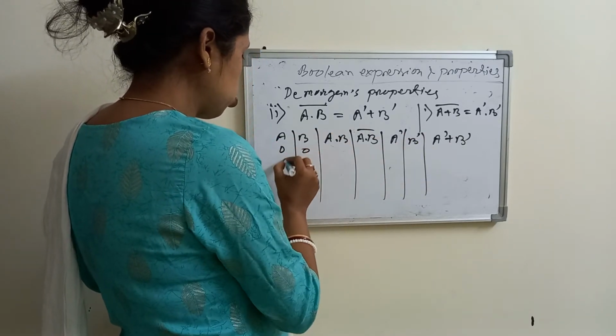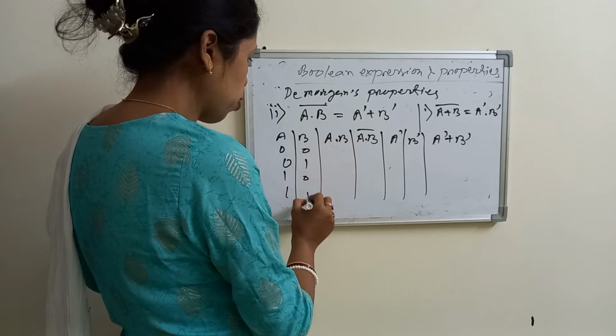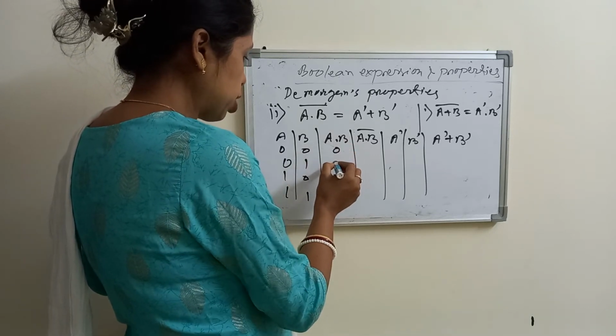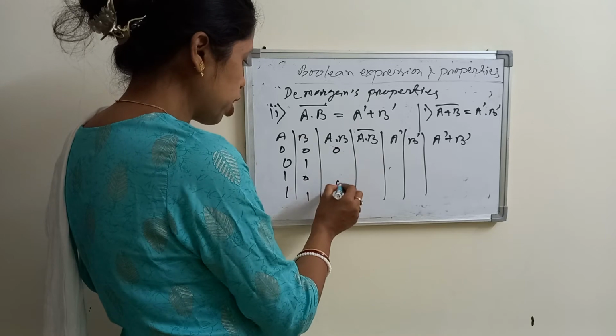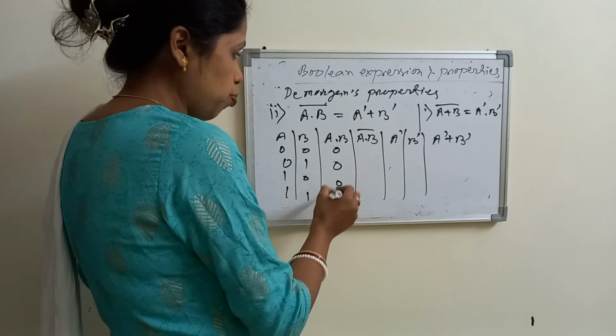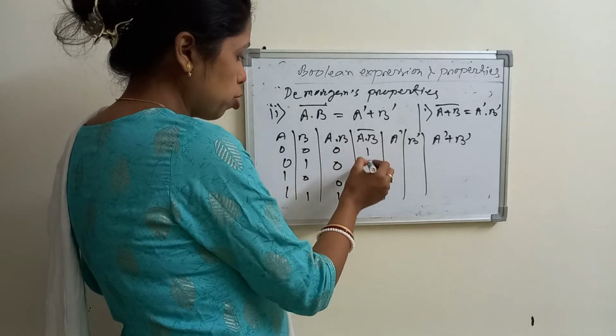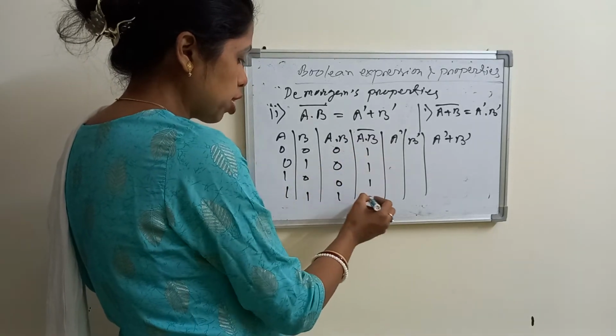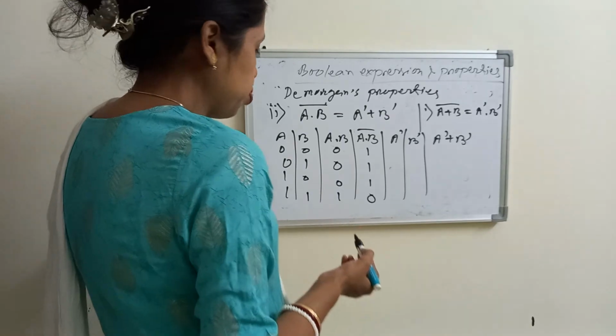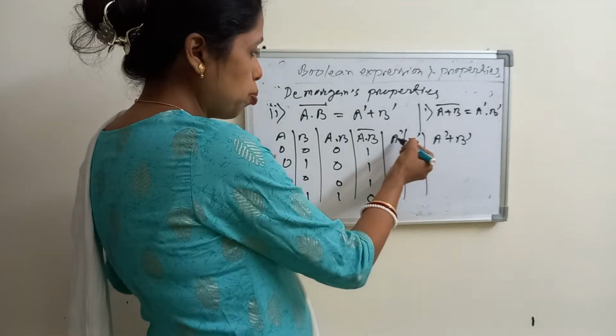So here: 0, 0, 0, 1, 1, 0, 1, 1. So A dot B, logical multiplication. If both inputs are 1, you will get 1, otherwise you will get 0. Complement of this result. So if you do the complement of this result, in these three cases you will get 1, here you will get 0. Now I am complementing A.